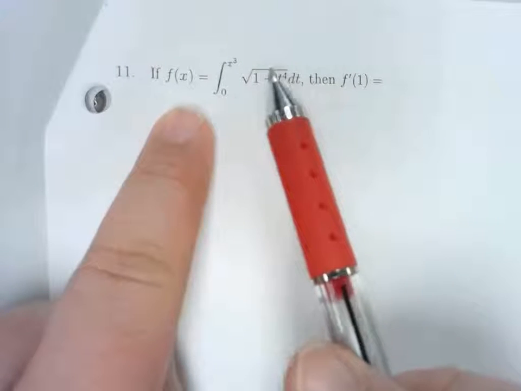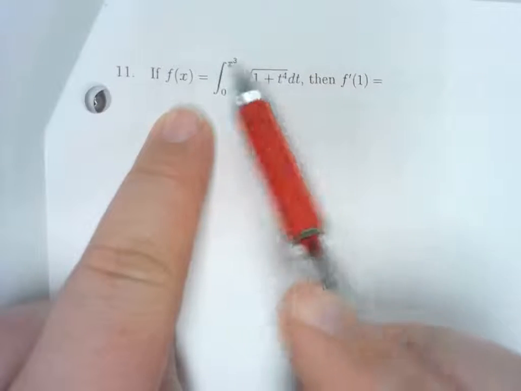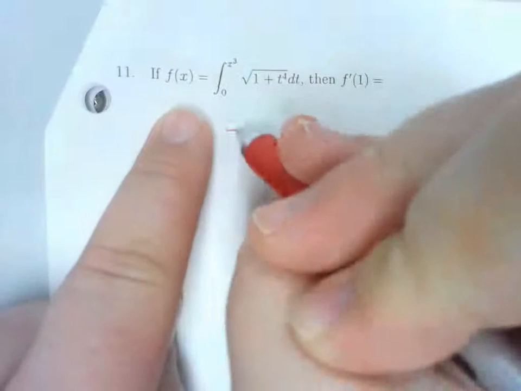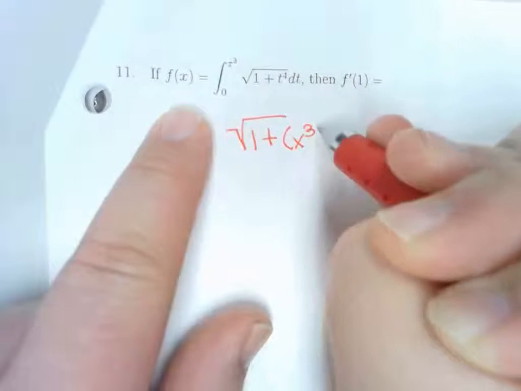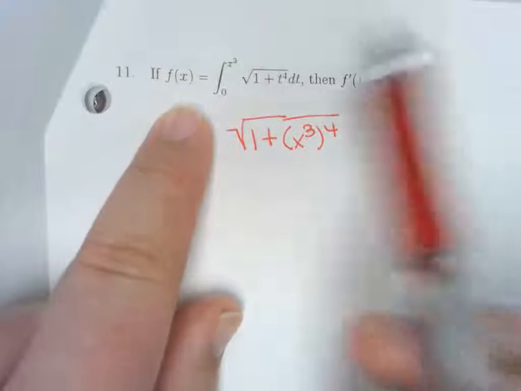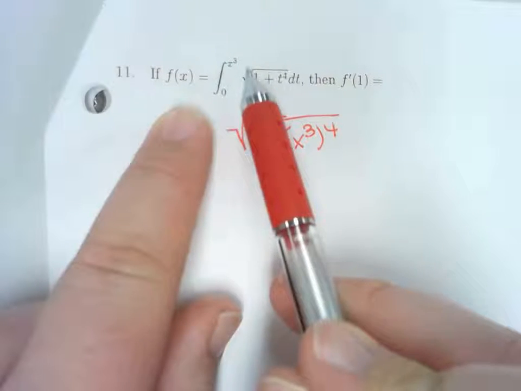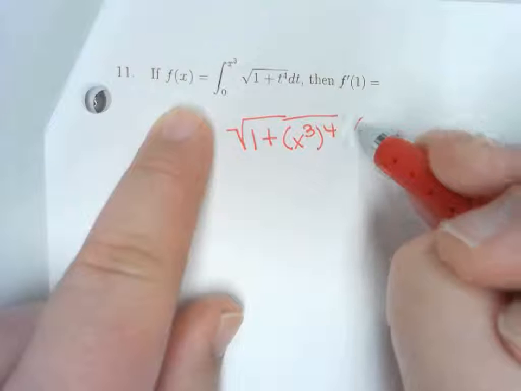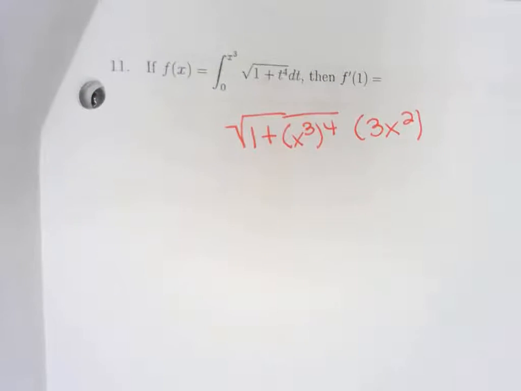And all that says is you take the function, plug it in, so this will become 1 plus x to the 3rd to the 4th, times, if this is just x, the derivative of this function, so 3x squared. Now if it was just x, you'll still technically take the derivative, but it'll just be 1. So this is the second fundamental theorem.